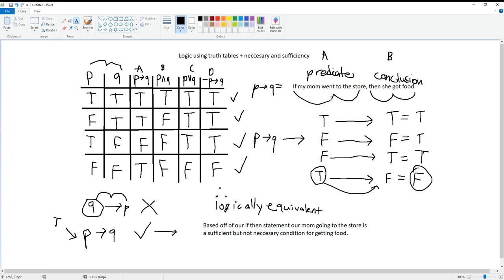This is actually a pretty sizable breakdown of this concept, and it's very useful even considering basic statements. I might make a video looking at a statement and then breaking down the truth values into actual words. So putting the predicate in terms of if my mom went to the store, the conclusion, then she got food, and seeing if all these statements are logically equivalent.